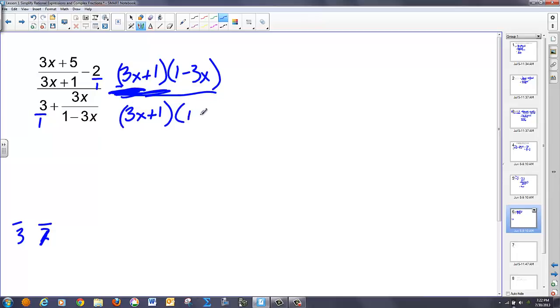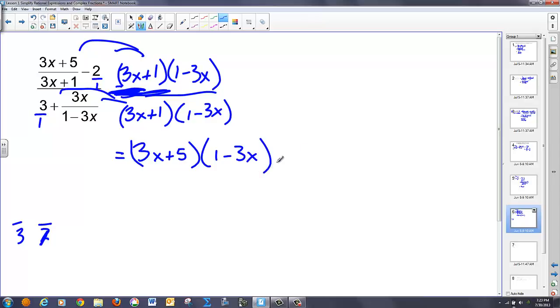And now I multiply each of these to the terms in the numerator and denominator, here and here. So you'll notice in my first multiplication, the 3x plus 1 goes away. I'm left with 3x plus 5 times 1 minus 3x.